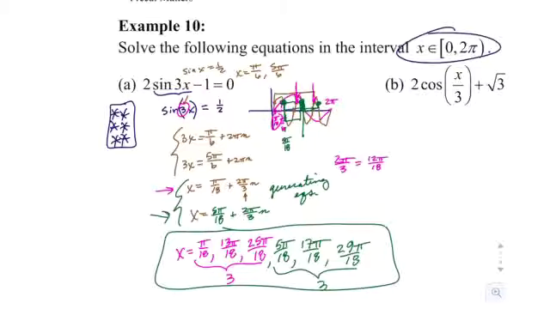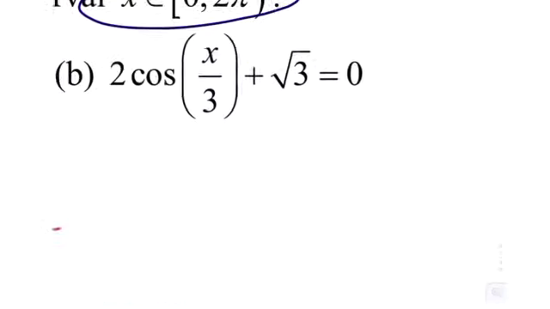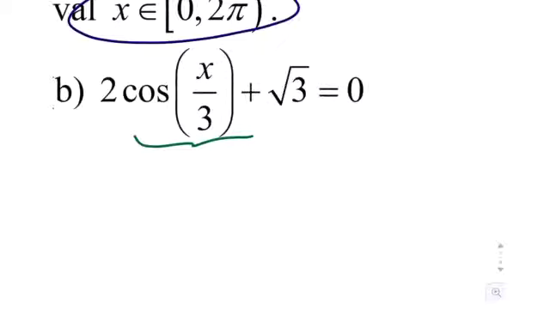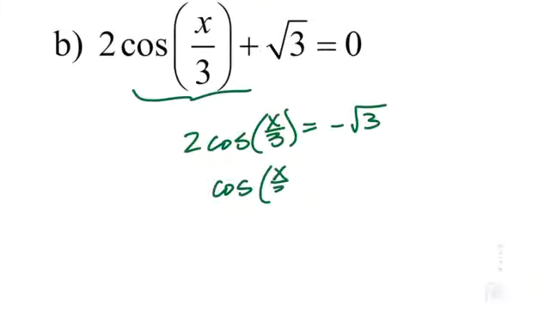Pretty darn awesome. Okay, that's a very important type of problem. Let's do another one here. Notice there's only one variable term. So instead of setting it equal to 0, we'll isolate it. I'm going to do this one in 2 steps. That's 2 cosine of x/3 equals negative square root of 3. And then I divide by 2, and I get cosine of x/3 equals negative square root of 3 over 2.